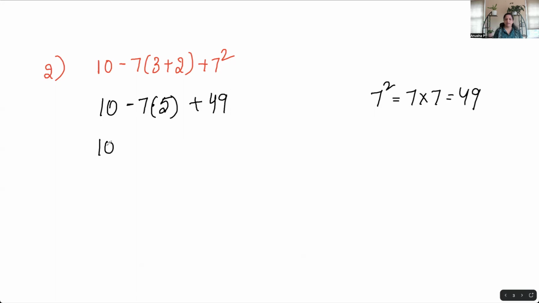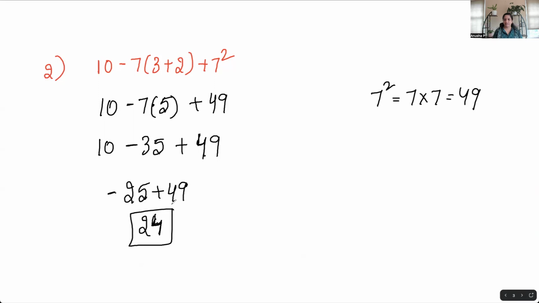Okay. Now 10 minus 7 times 5 is 35, plus 49. So how much is 10 minus 35? Here 10 is a positive number and 35 is a negative number, so you have to subtract and keep the sign of the number with the bigger absolute value. So 10 minus 35 is minus 25, plus 49. Now you can do 49 minus 25, which is 24.